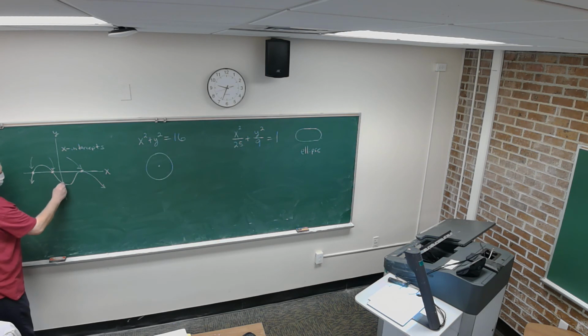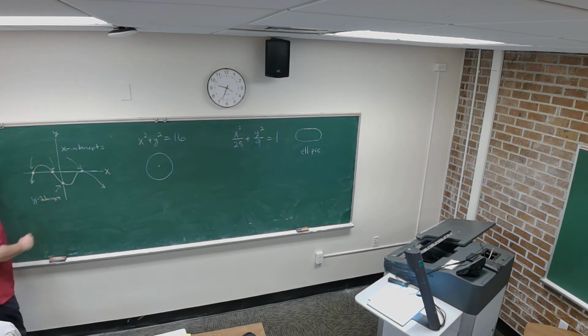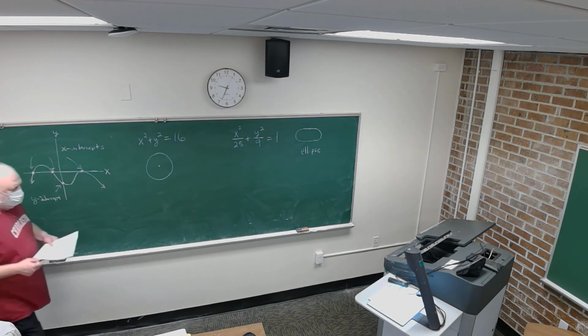Where it crosses the y-axis down here is the y-intercept. Okay. So the x-intercepts are where the graph crosses or touches the x-axis, and the y-intercepts are where the graph crosses or touches the y-axis. Okay. All right.